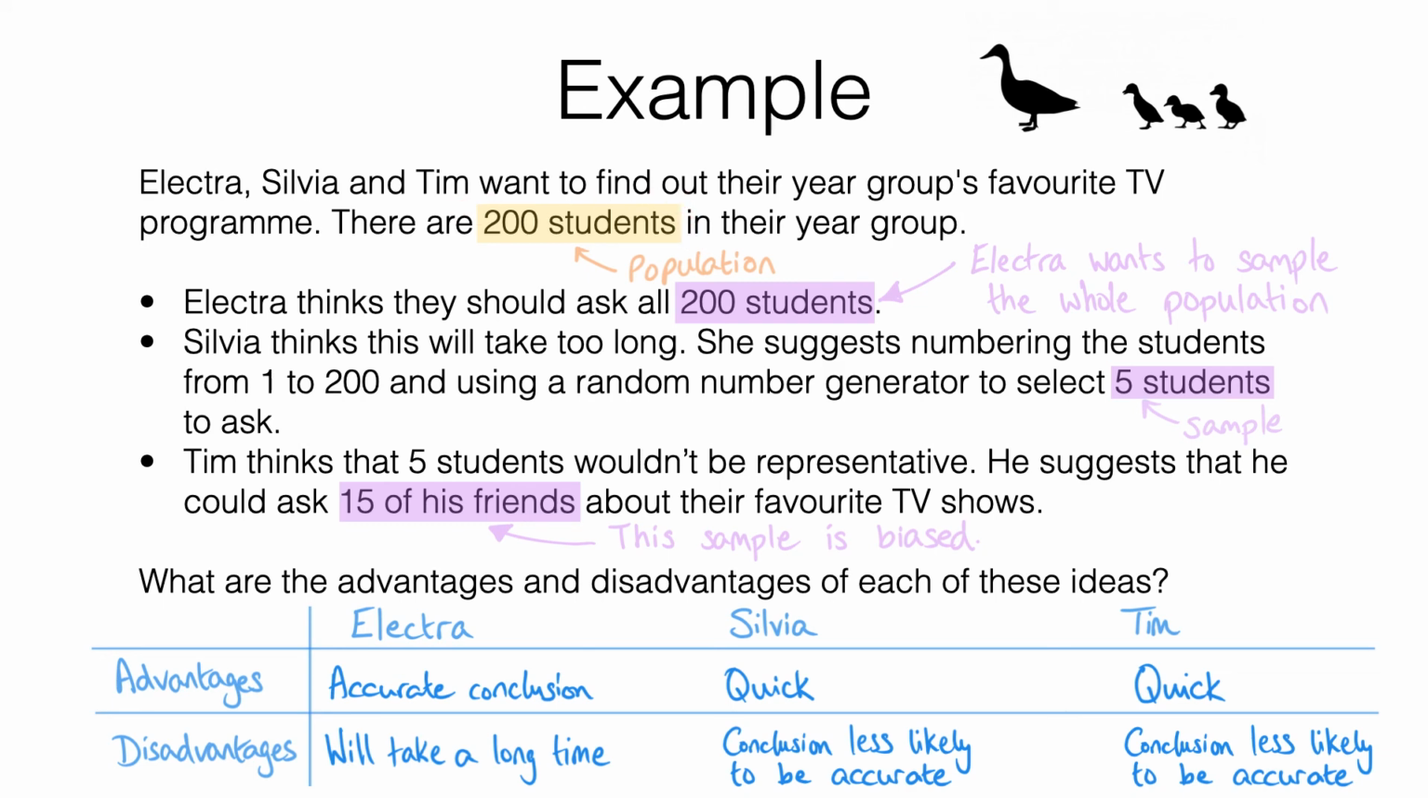Finally, to recap, Tim had the sensible thought that 5 students wasn't enough. Unfortunately, his actual suggestion is a bad one. He does have more people in his sample, but his sample is likely to be biased because he's only asking his friends.